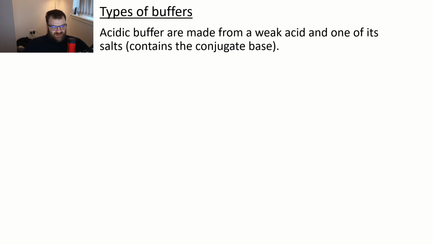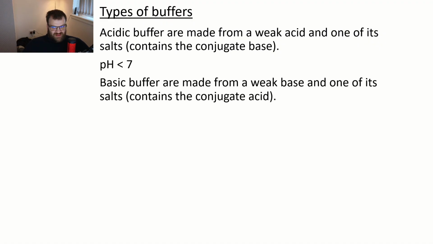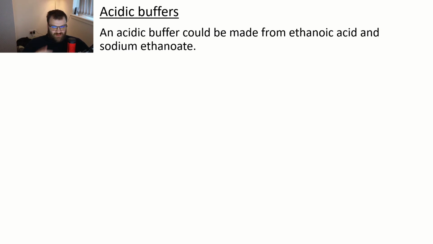An acidic buffer would have a pH less than 7. And a basic buffer is made from a weak base and one of its salts, because that would contain the conjugate acid, and that will have a pH greater than 7. So an example acidic buffer would be ethanoic acid and sodium ethanoate.